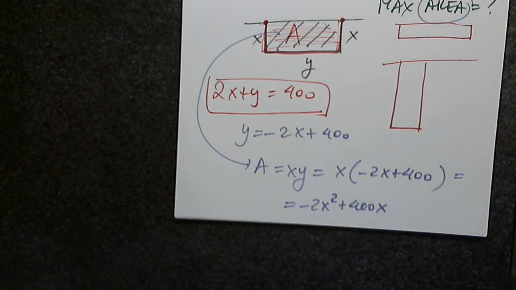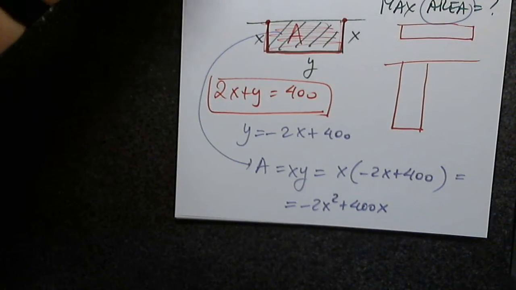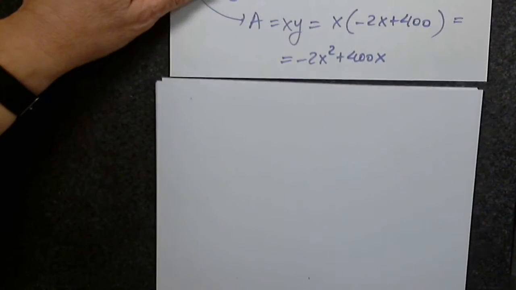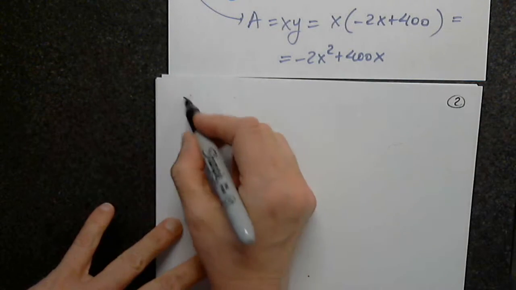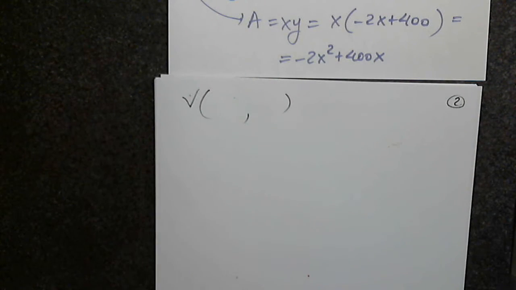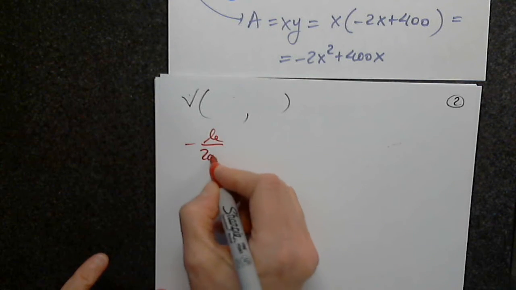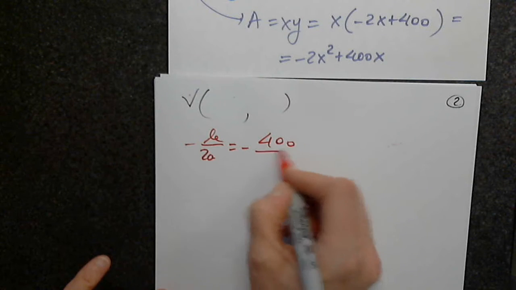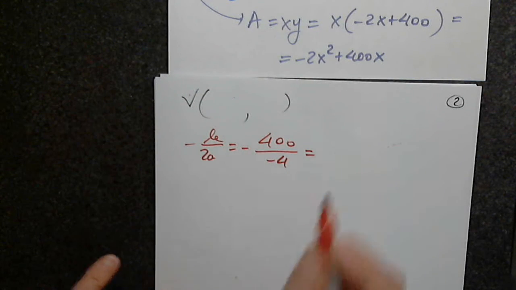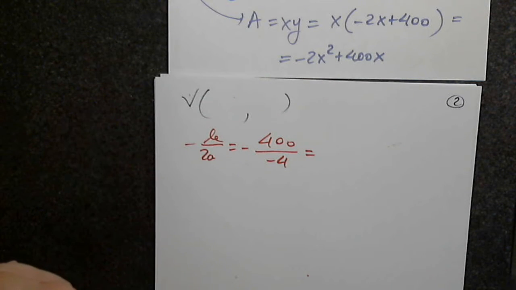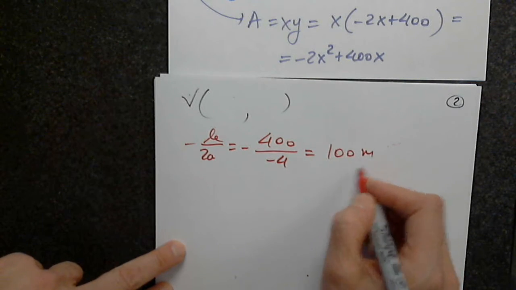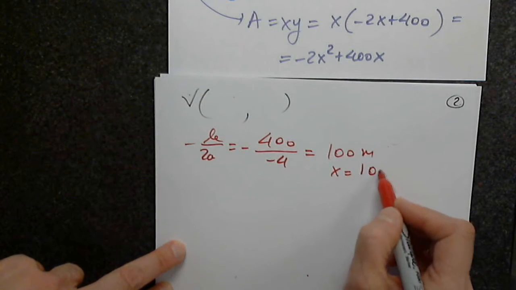Of course. There is no other point in the quadratic function that will give us max or min, but the vertex. Excellent. Good. How do I find the vertex? Excellent. Well done. Very good. Negative b over 2a. Negative 400 divided by 2a, which is negative 4. So how many meters should x be? Very good. This is the x. 100 meters.